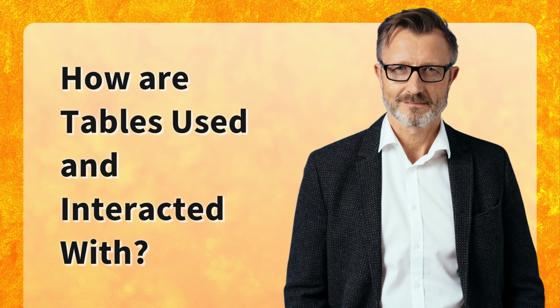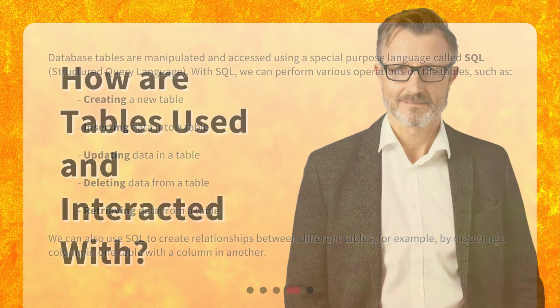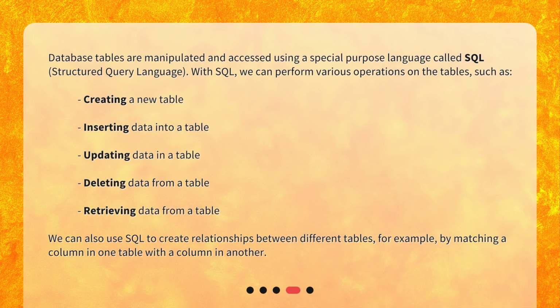How are tables used and interacted with? Database tables are manipulated and accessed using a special-purpose language called SQL, Structured Query Language. With SQL, we can perform various operations on the tables, such as creating a new table, inserting data into a table, updating data in a table, deleting data from a table, retrieving data from a table. We can also use SQL to create relationships between different tables, for example, by matching a column in one table with a column in another.